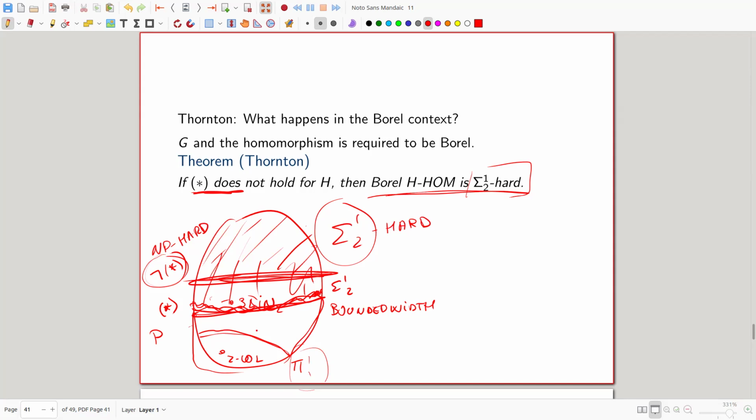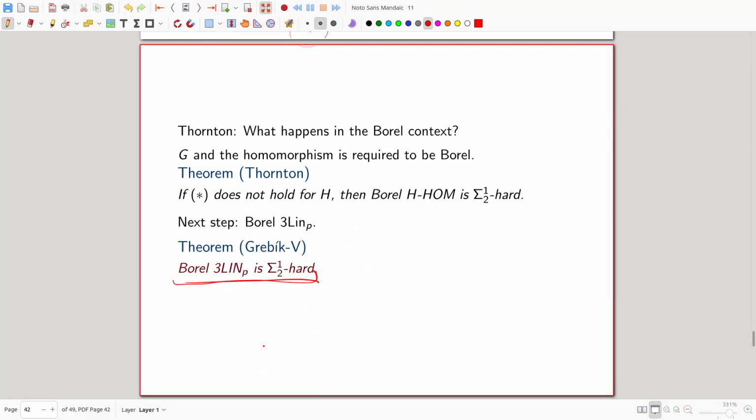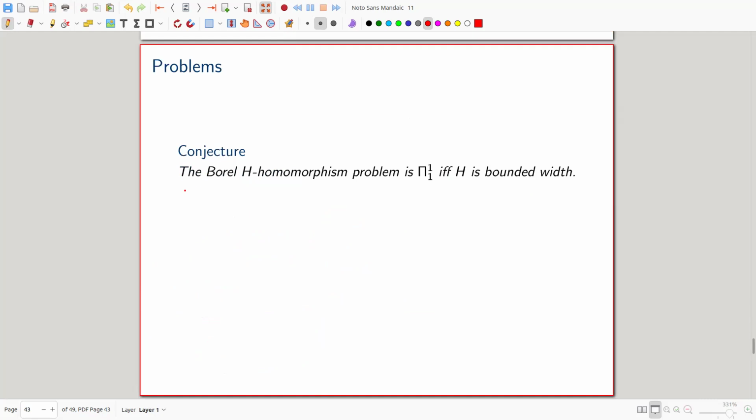And the story is that this paper is already on arXiv, so I said that we give it one last push, and if we cannot solve it, then this is going to be an open question. But this example, which we suggested, can be actually solved. So we showed something like this. It seems that it will require a significant amount of work, but there is some progress towards this conjecture. So I still conjecture, and even formulated this, that the Borel homomorphism problem is pi 1 1 if and only if H has bounded width.